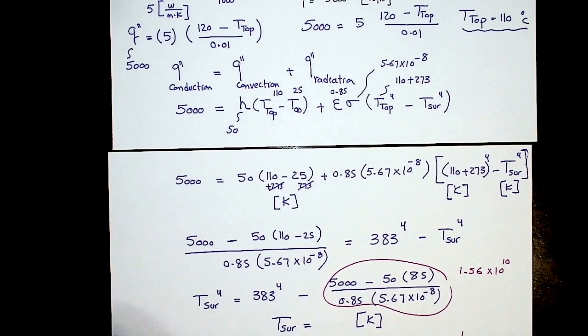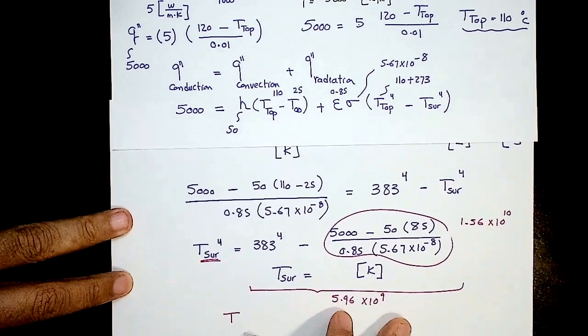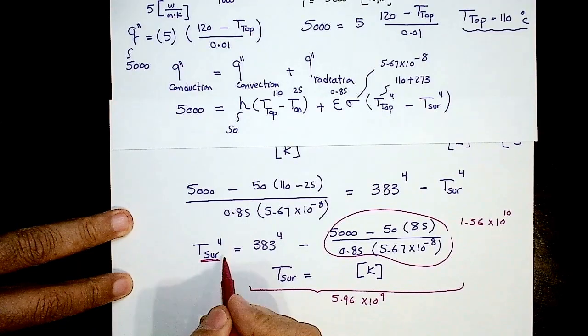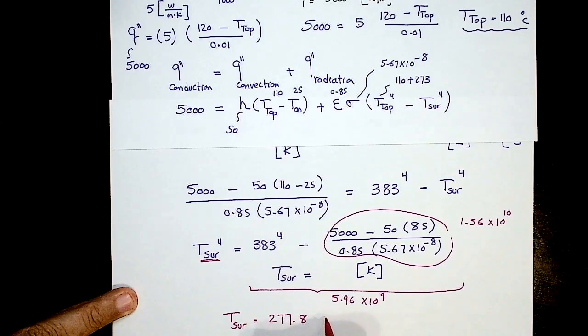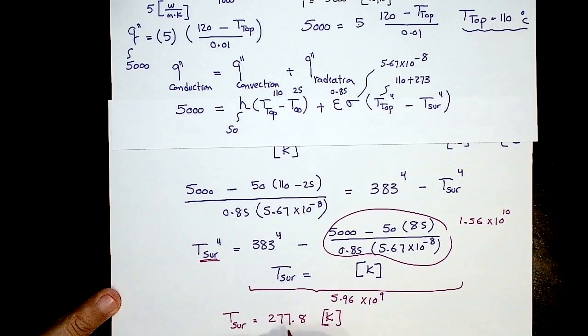Then remember this is T to the fourth, right? So I'm going to get T only. So I'm going to get T surface or T surrounding. I'm going to take that to the power of 1/4, so that's going to be exponent 0.25. So I got 277.8 Kelvin. Then if I subtract 273, forget about the 0.15. We know that T Kelvin is 273.15, so we ignore that small fraction. That's going to be 4.8 degrees C.